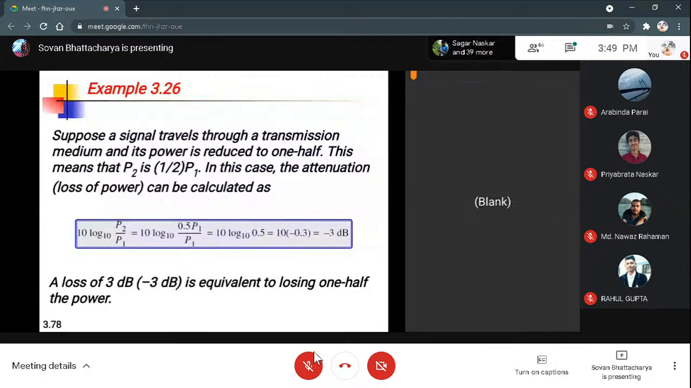Okay, so P2 equal to, what is the P2? P2 equal to P1 by 2. So now you see that is 10 log base 10 of 0.5. Now using the formula, this is minus 3 dB. So that is the loss of signal, minus 3 dB. That is half of the power.